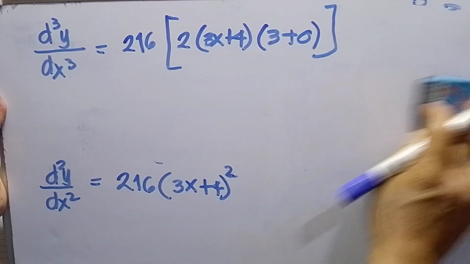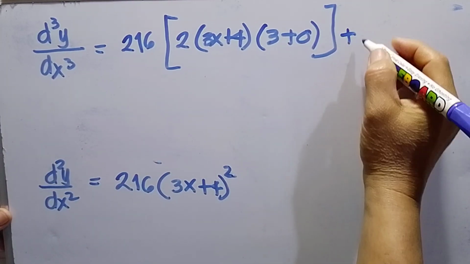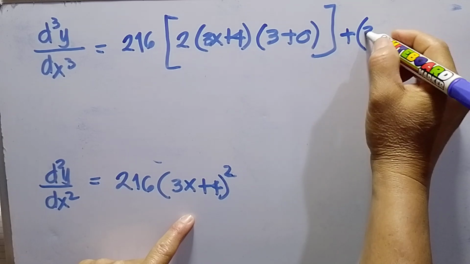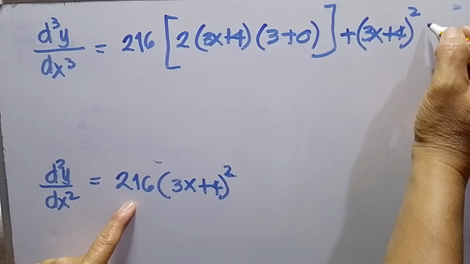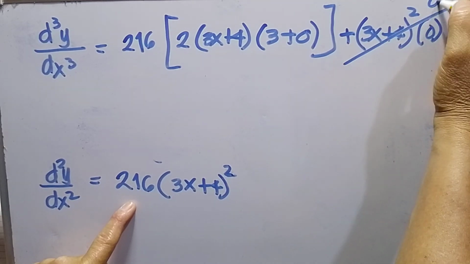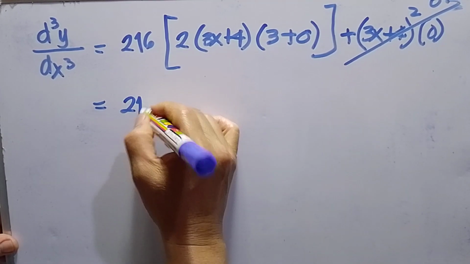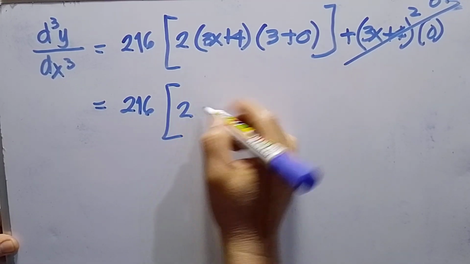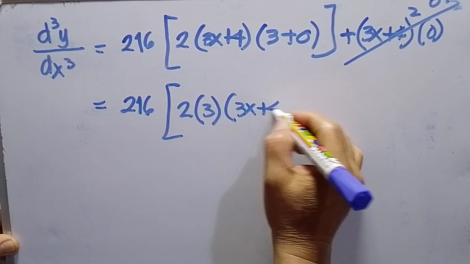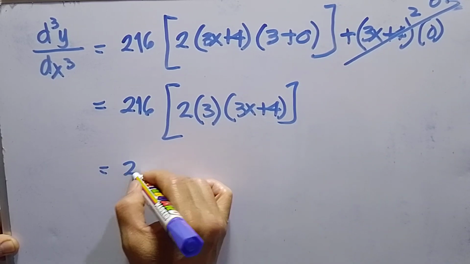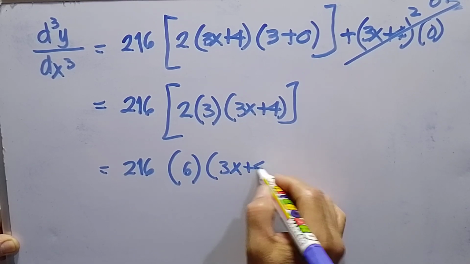Okay? Then plus, copy the second, (3x + 4) raised to the second power, the derivative of a constant, that will be 0. So this will be 0. So this will be 216, 2 times 3. Then this will be (3x + 4). This will be 216, 6, and then (3x + 4).